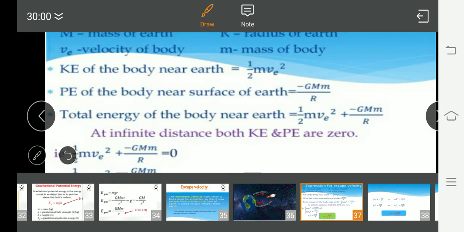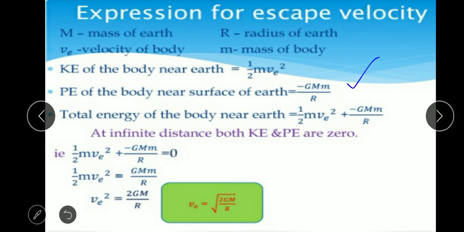So here I am having kinetic energy and potential energy. Kinetic energy is half mv square, and potential energy is equal to minus GMm upon r, students. Now when I talk about total energy, total energy is nothing but the sum of kinetic energy plus potential energy. I'll add these two and I'll get total energy, students.